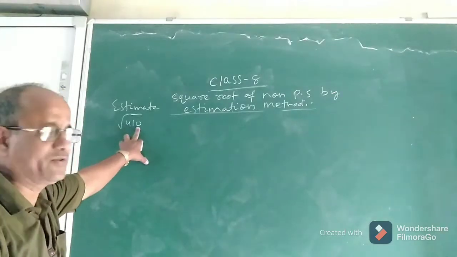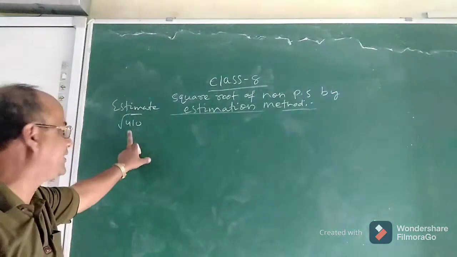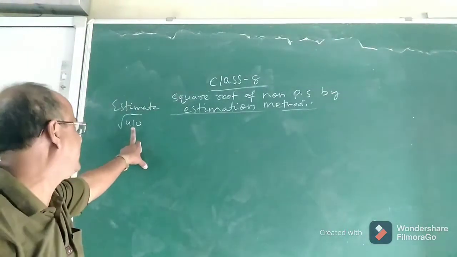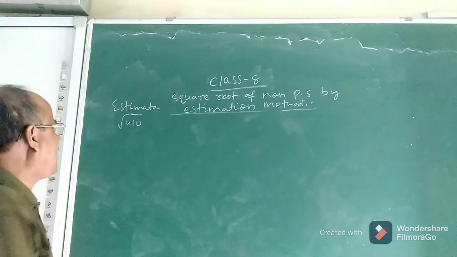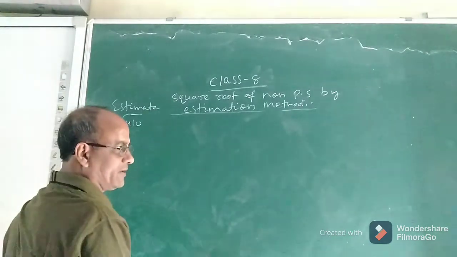Suppose 410, you see this 410. Estimate the square root of 410. Here 410 is no doubt a non-perfect square because it is not the square of any natural number. Now how to estimate? How to find the square root of this using the estimation method?